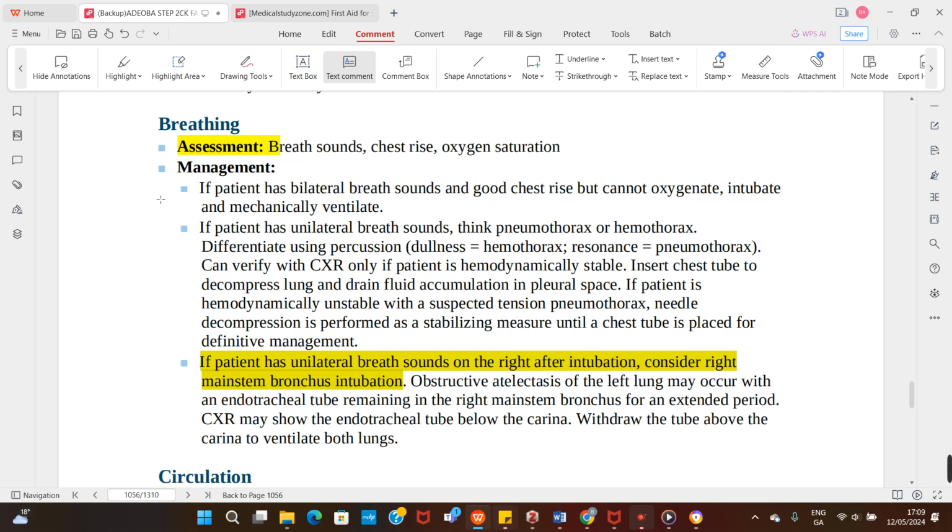So if the patient has bilateral breath sounds and a good chest rise, but the patient is not oxygenating, you still need to intubate or mechanically ventilate that patient, right? Because the patient might have ARDS, and the patient might still be ventilating, but the patient is not getting oxygen. The PaO2 is still low. So you have done nothing. So we still need to intubate that patient and mechanically ventilate that patient.